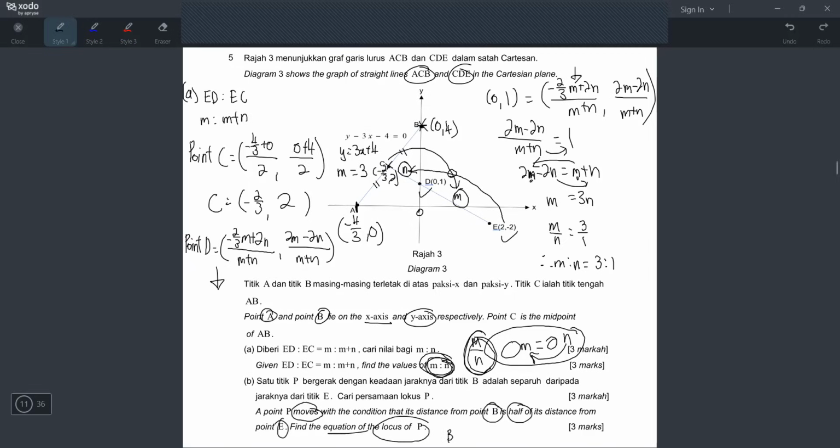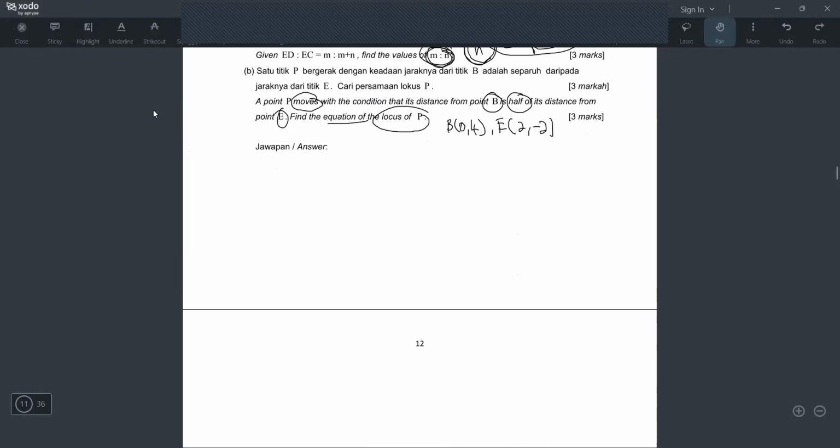So I'm sure I'll be using the point B later, so I better write it down. And then half of the distance from point E. So definitely I will use the point E also later. Let's write the coordinate down. 2, -2. And then they say find equation of locus P. So yeah, I can start doing it already. The first thing here is when we do locus, we have to let the moving point, which is point P in this case, become xy. All right. Do you remember? This is always the step one in locus for Addmaths. All right. After we let the moving point, we will look at the condition here.